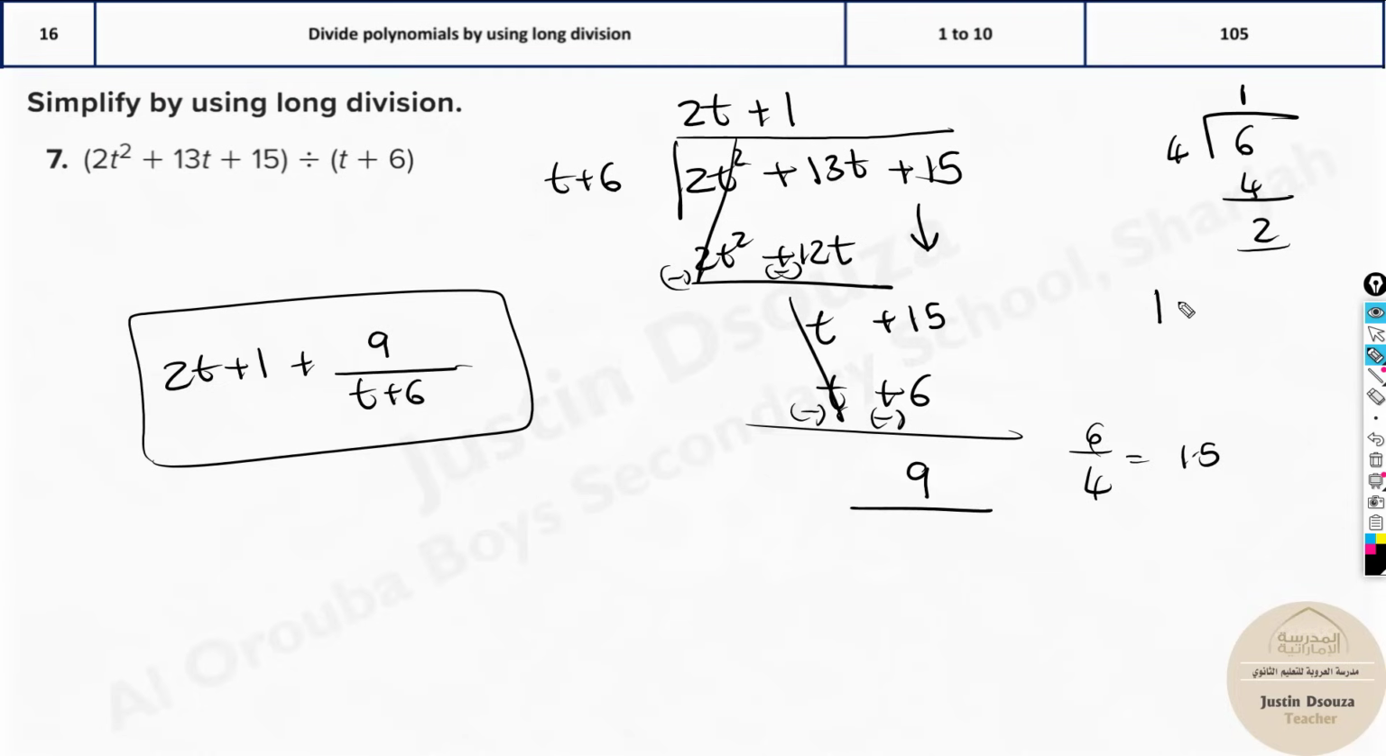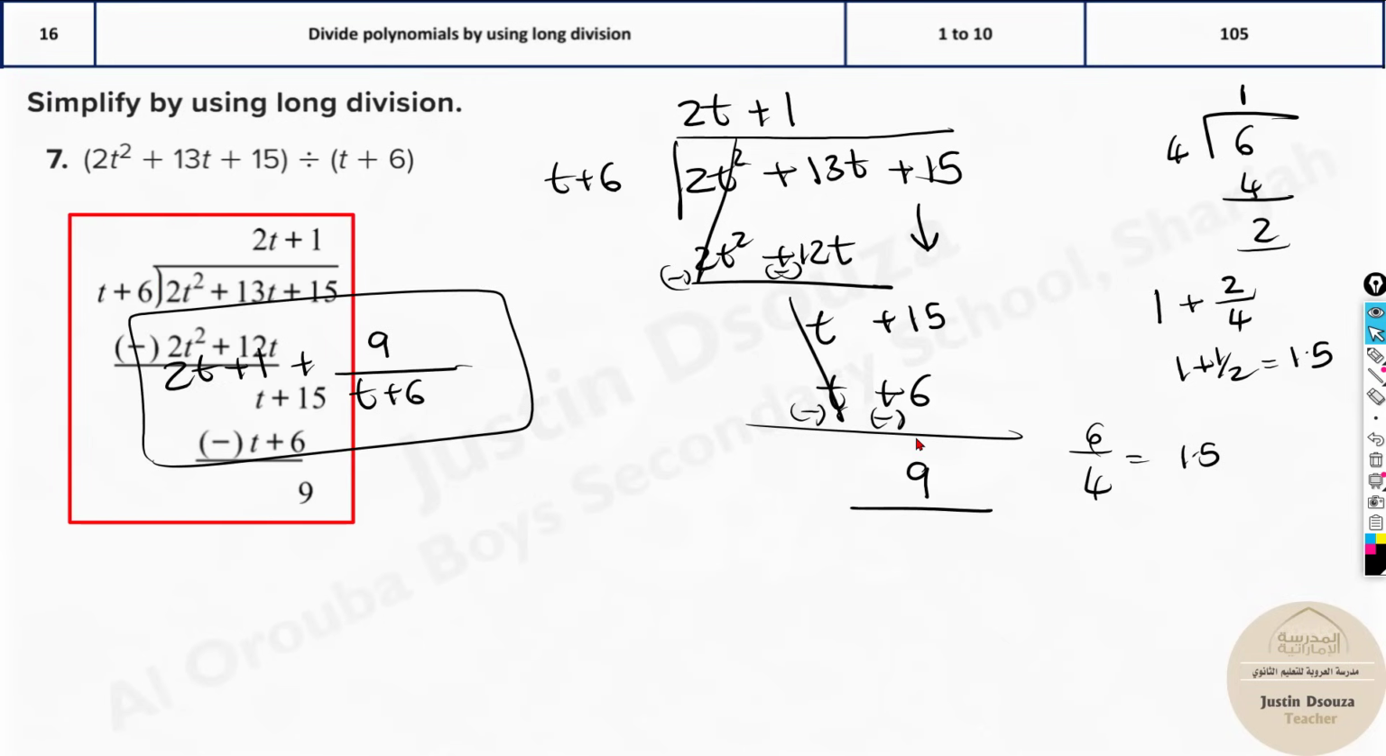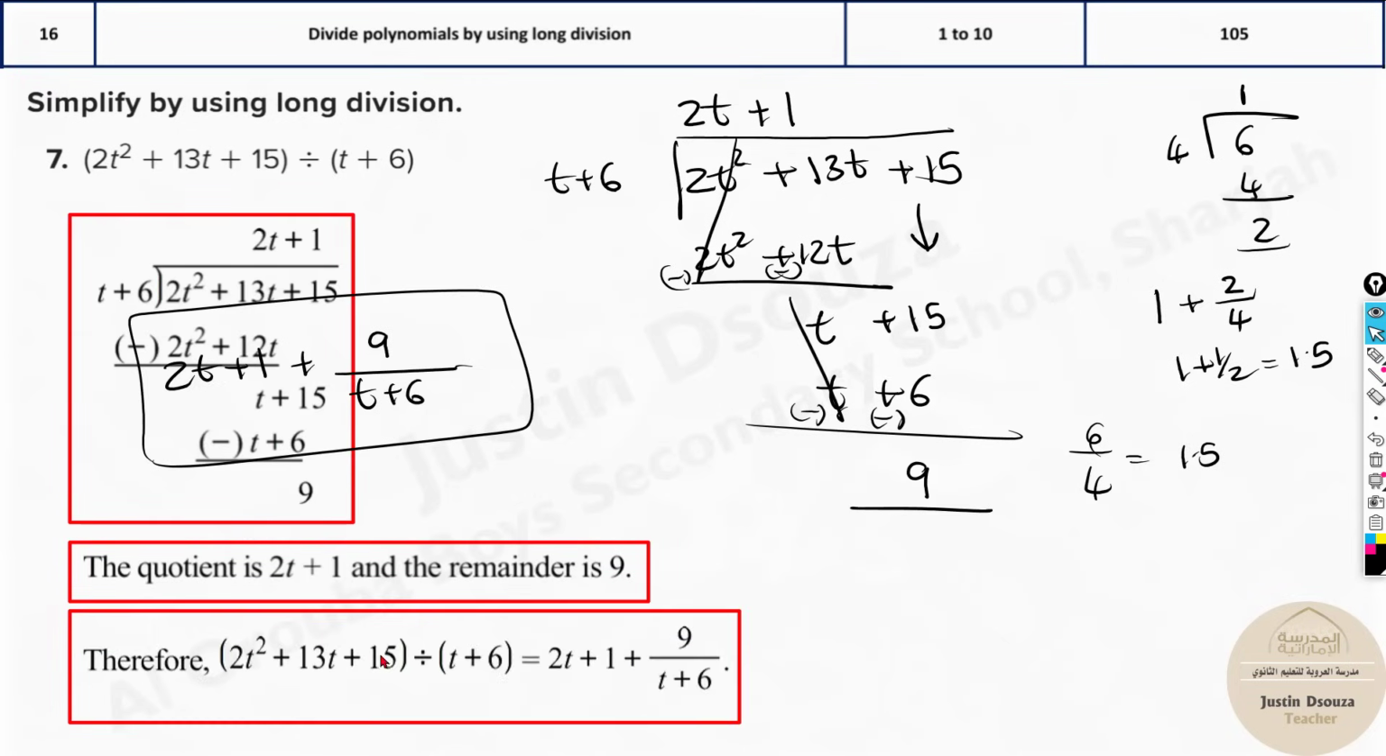So how do you write this? Whatever is the remainder, plus the remainder, divided by the divisor. So this is 1 plus half, or 1 and a half, or you can write it as 1.5. This is how we do it. If you put it in the calculator, you directly get 1.5, but this is the method. Same way we follow here. 2 is the remainder here, divided by 4. Here we have 9, the remainder, divided by t plus 6. I hope this is clear. So this is how we write the quotient with the remainder. And you can see the remainder is 9, and this is how we finally write it out.